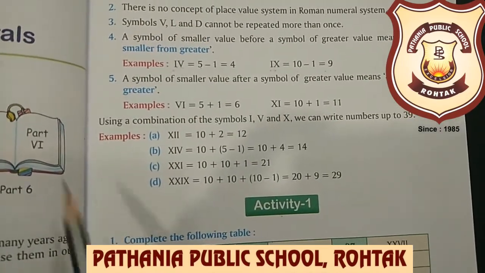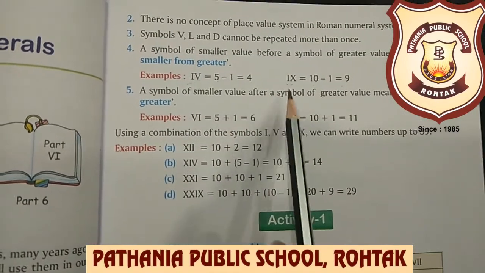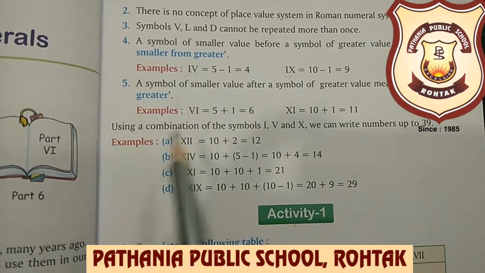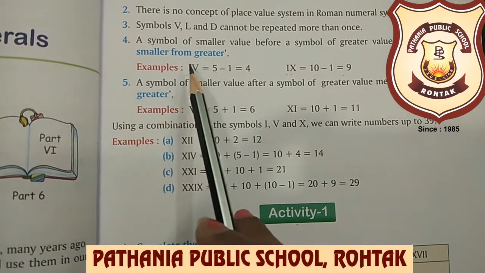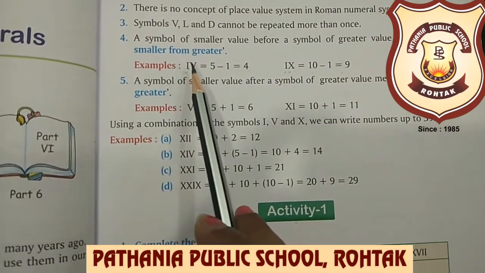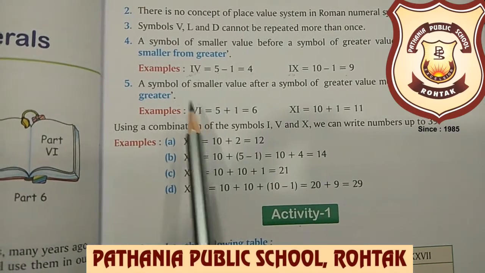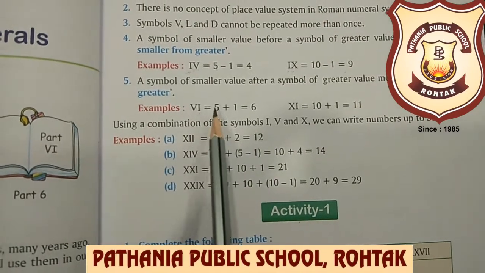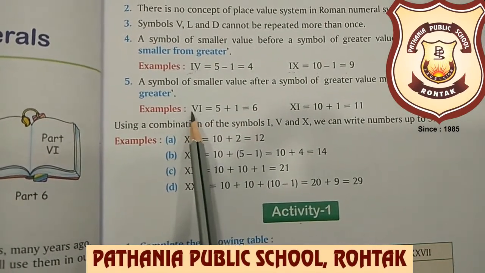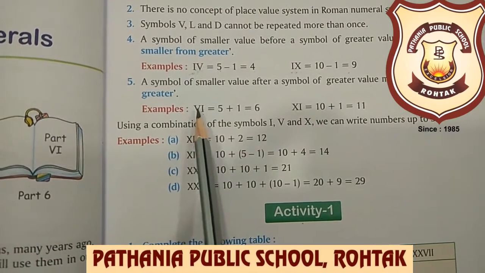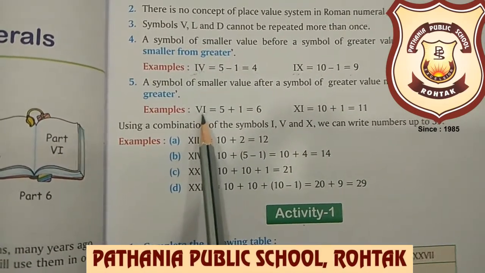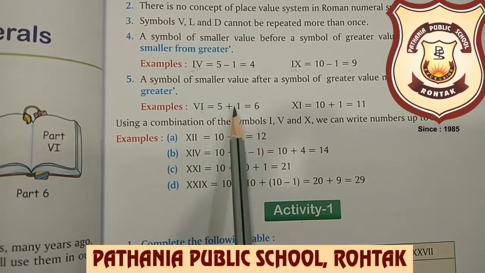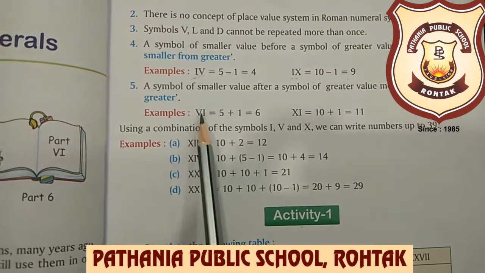Now the fifth rule says a symbol of smaller value after a symbol of greater value means add smaller to greater. See, if you have a smaller symbol on the left hand side, it is subtracted. Now the opposite: if you have a smaller symbol on the right hand side of the greater symbol, then it will be added. Here V is greater and I is smaller. V is 5 and I is 1. Now I is on the right hand side, so it will be added to V, and 5 plus 1 is 6. So we will write 6 like VI.